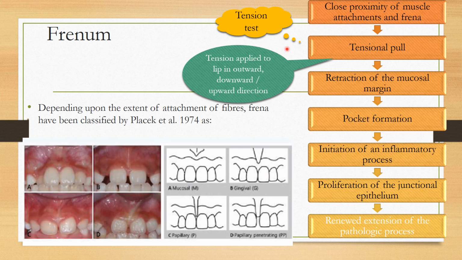So this is the test: the tension test can be applied to find out the frenum pull along the area. It should be applied to the lip in an outward, downward, upward motion. Retraction of the mucosal margin leads to pocket formation and initiation of an inflammatory process, which leads to proliferation of the junctional epithelium and renewed extension of the pathological process. So this is the pathogenesis by which it affects the periodontium.